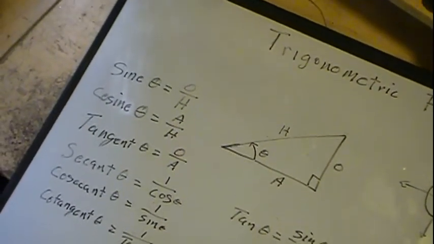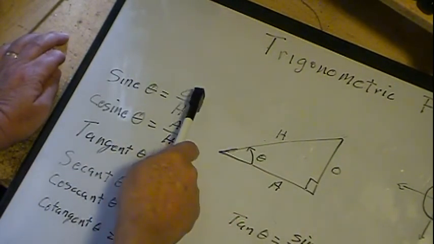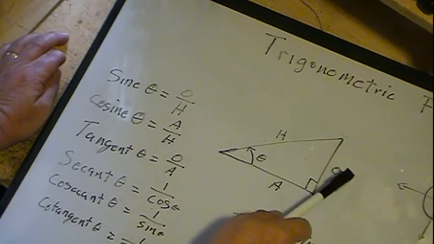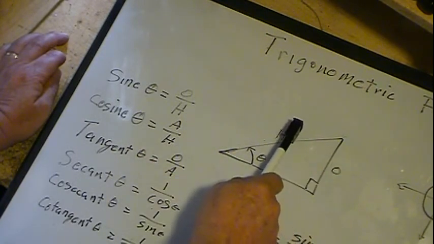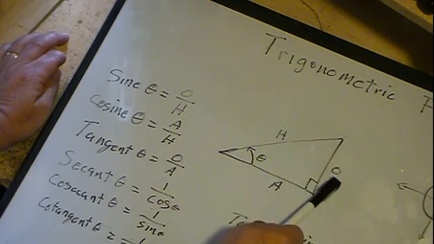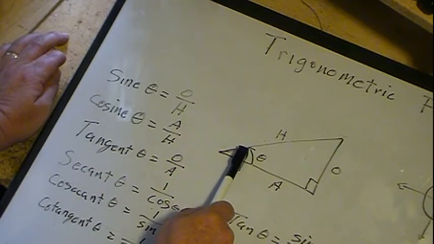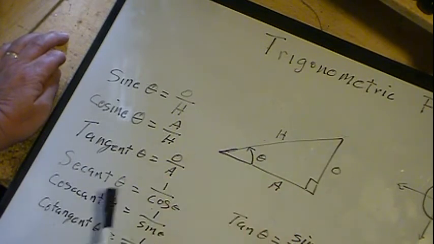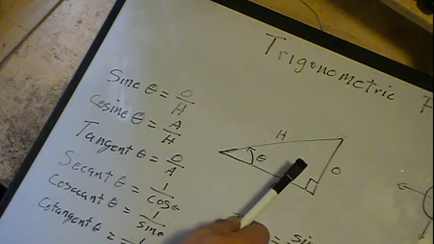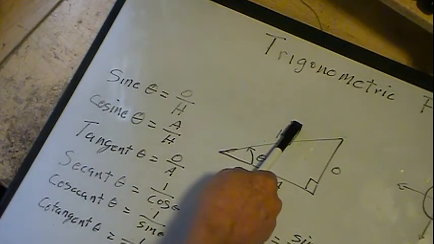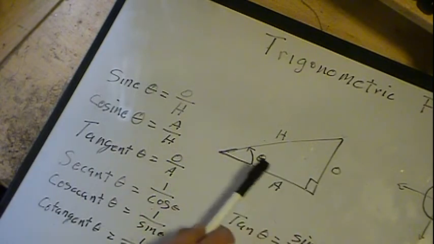But sine theta, the sine of this angle, is a ratio or a division problem of opposite over hypotenuse. So this side divided by this side, take the sine of that, or sine of theta, that's what that equals. Cosine is adjacent over hypotenuse. Tangent is opposite over adjacent.